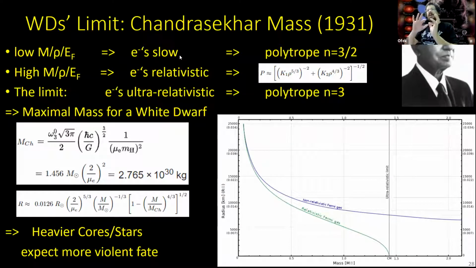This is a different derivation of the same thing by Subrahmanyan Chandrasekhar. The limit is actually named after him, the Chandrasekhar mass. And again, he compares the limit of slow electrons, which is a polytrope with index 3/2, to the ultra-relativistic electrons, which have a polytrope of n equals 3. He actually plots or gives an estimate of the transition between the slow and ultra-relativistic regimes. We just took them as separate and put some random place in the middle. He did the calculation more accurately by doing some harmonic average of the pressure contributions between those two polytropes.